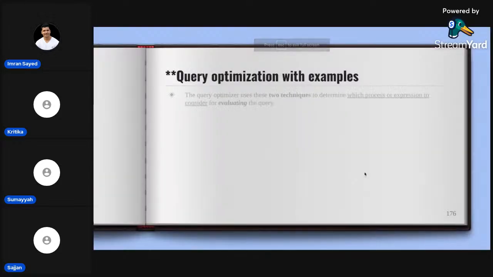Sumaya, do you want to go? And Sumaya, if you have any other points which you can talk about in query optimization, go ahead. Okay. Okay.